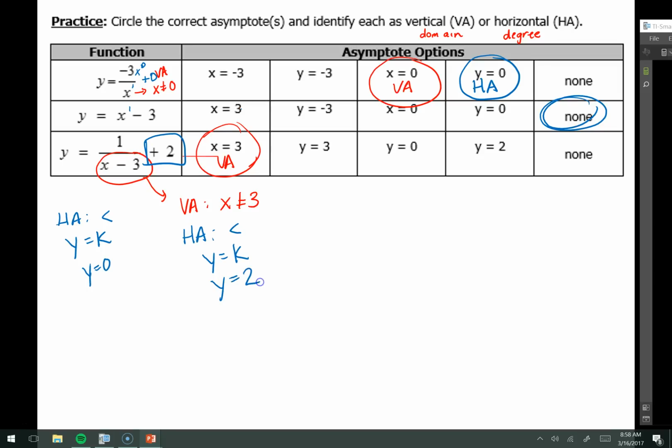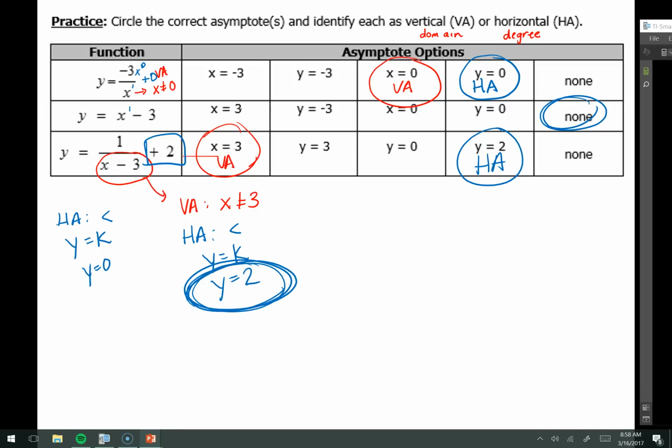Y is equal to positive 2. And that is our horizontal asymptote. Now, I do want to make a couple of really important notes here. When you write the equation of an asymptote, it has to be an equation: y is equal to something, or for a vertical asymptote, x is equal to something. So please be sure that you're writing equations as y is equal to and x is equal to, depending on if it's vertical or horizontal.